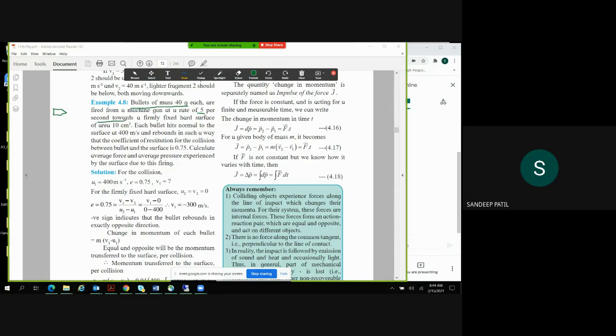So from one machine, 5 such bullets are coming every second, towards a firmly fixed hard surface. So it is coming to the one surface. Each bullet hits normal to the surface at 400 meter per second. So while hitting this surface, it has a velocity of 400 meter per second.